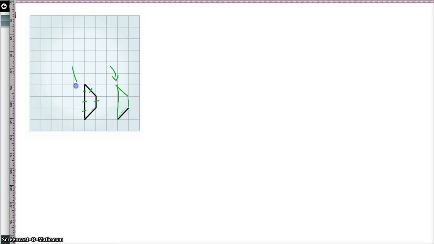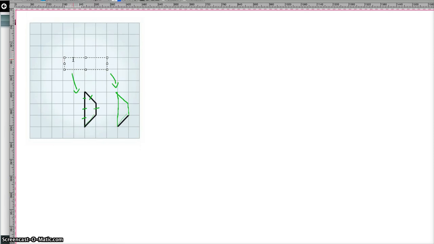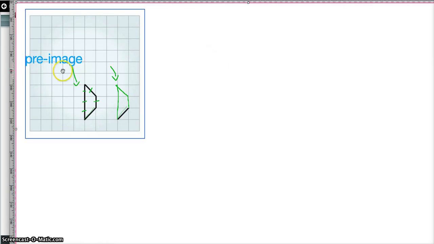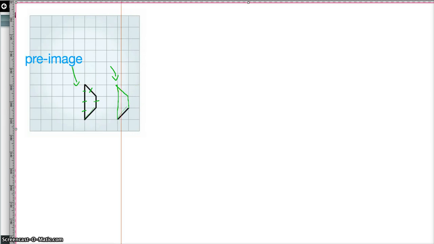The image that we copied is actually called, let me type it here. They're going to tell you next in this video, but I'll give you a little hint. It's what comes before the image, so it is a pre-image. So the pre-image is the shape that we're copying, that we're moving. This is the pre-image. This new shape, after we slid it over, is now called the image.